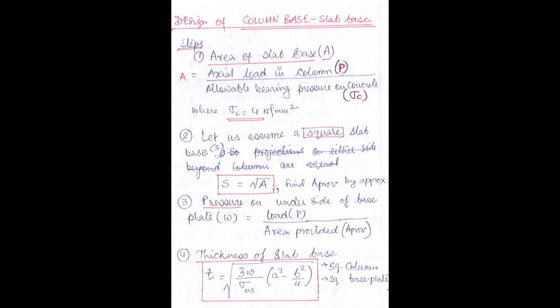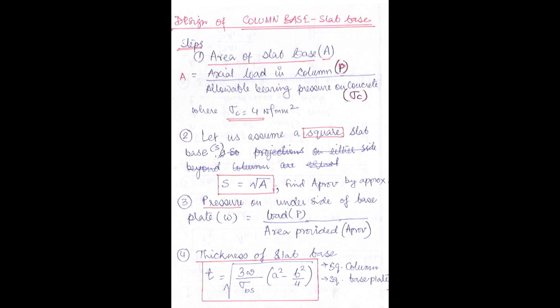Step number 1. Area of the slab base, that is capital A. It can be found out by the formula axial load in the column, if we denote it as capital P, divided by allowable bearing pressure on concrete, that is sigma C, where sigma C is equal to 4 Newton per millimeter square. You try to remember this value. If in the question it is not given, you assume this value. Else, if it is given in the question, use that value.